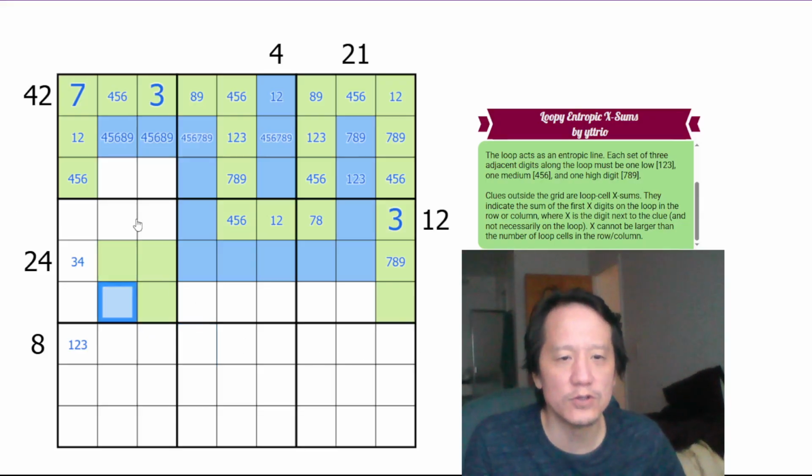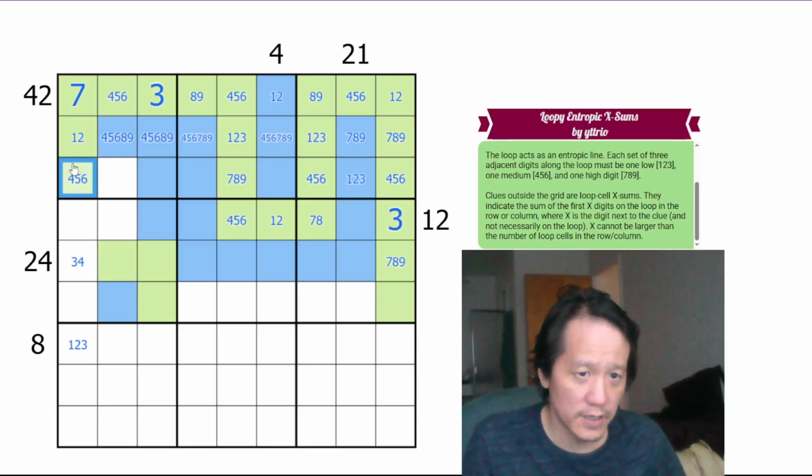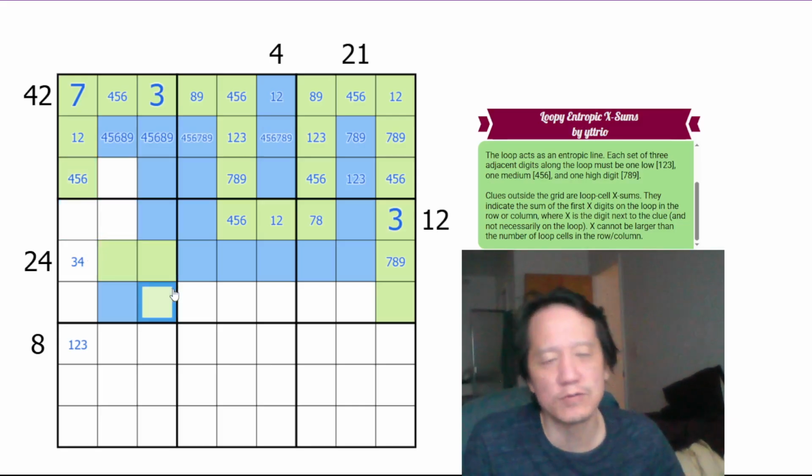This can't be on the loop. This one specifically can't be on the loop. It could enter this way or enter this way. So this can't be on the loop because it can't enter and then exit. It could go something like that, or it could go something like that, or something like that. We don't know.